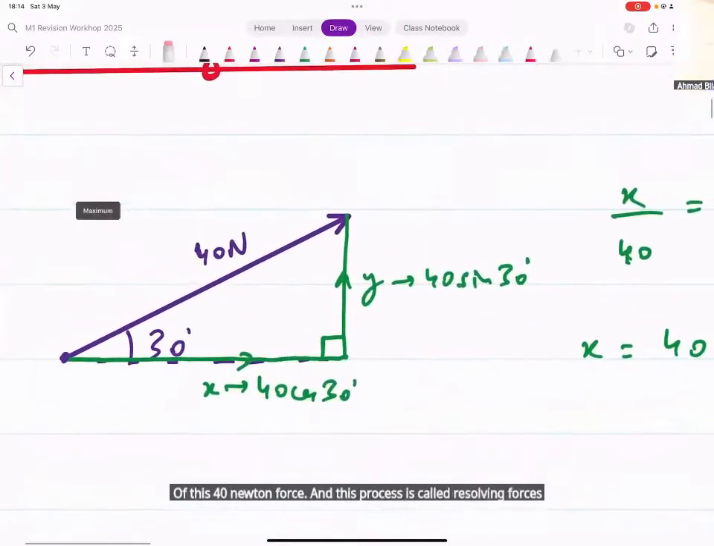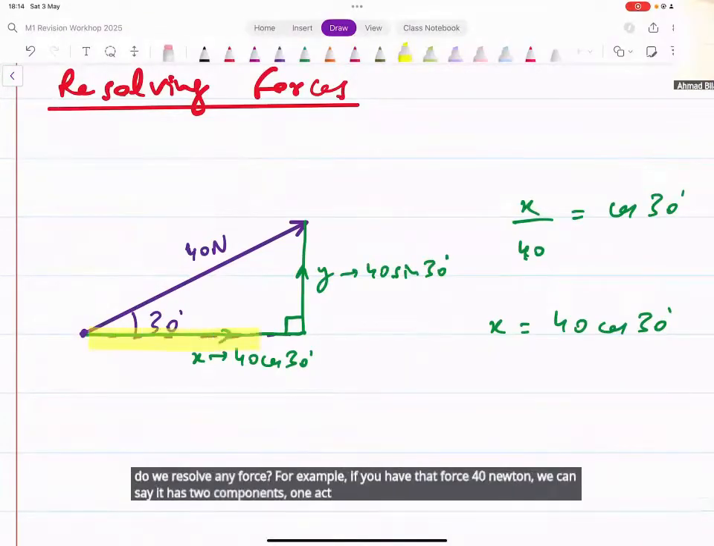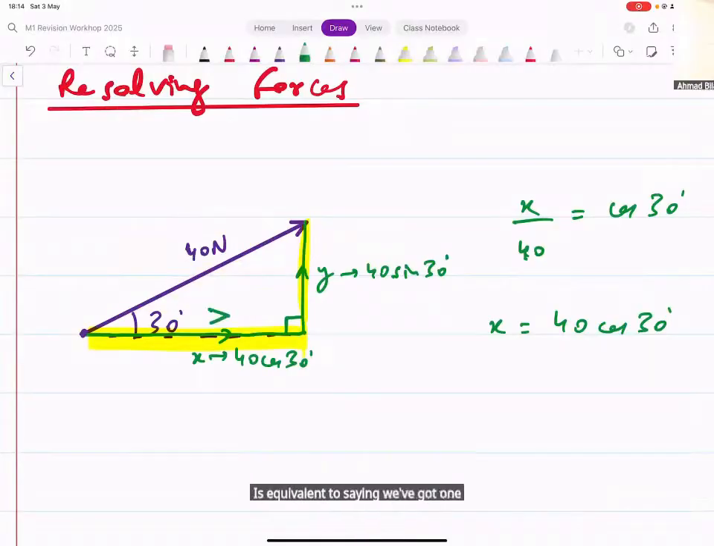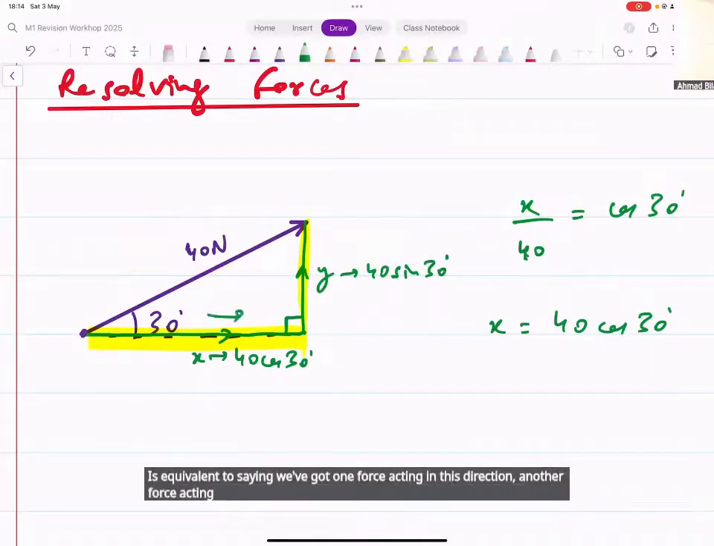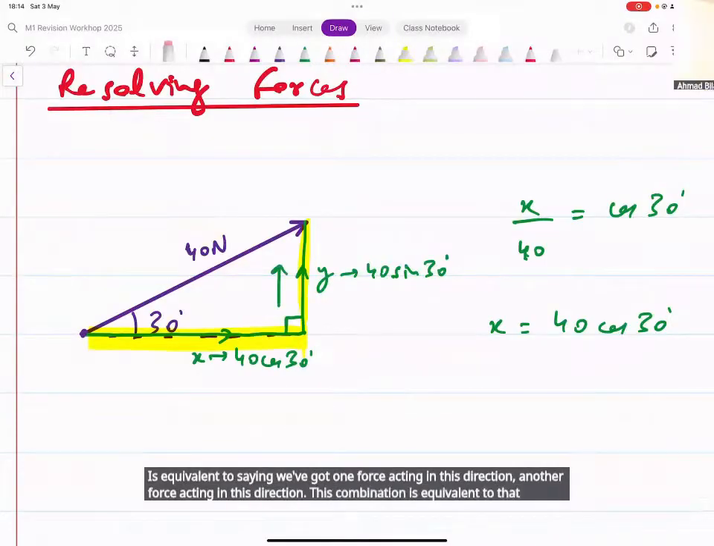Now, how do we resolve any force? For example, if we have that force of 40 Newton, we can say it has two components, one acting in the horizontal direction like this, and one acting in the vertical direction like this. That 40 Newton force is equivalent to saying we've got one force acting in this direction and another force acting in this direction. This combination is equivalent to that 40 Newton. So we can break it down like this.